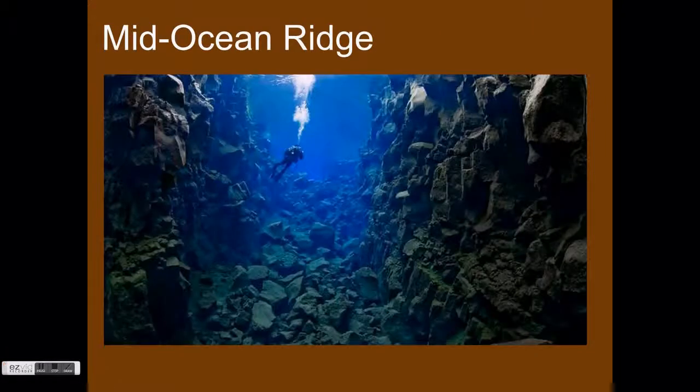This picture shows a diver swimming along a divergent boundary. Along a divergent boundary are chains of volcanoes. As lava spews upwards from the gap and rapidly cools into rock, it forms rock walls on each side of the boundary. This deep, narrow area along a divergent boundary is called a mid-ocean ridge.